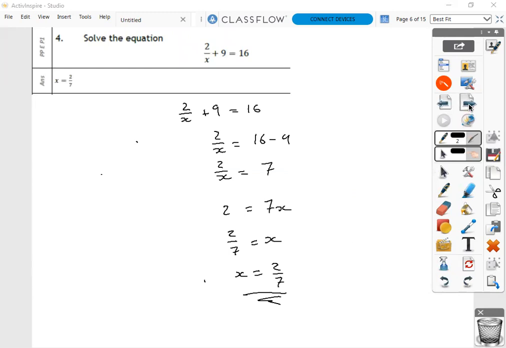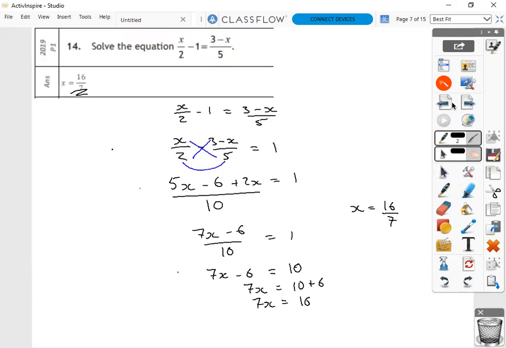To answer Emma's question, sorry, yes, you can leave it as 2 over 7 equals x. That was fine for the last question. Okay, does that make sense? So remember to put everything in it, which I've forgotten twice now. Any questions on that one?